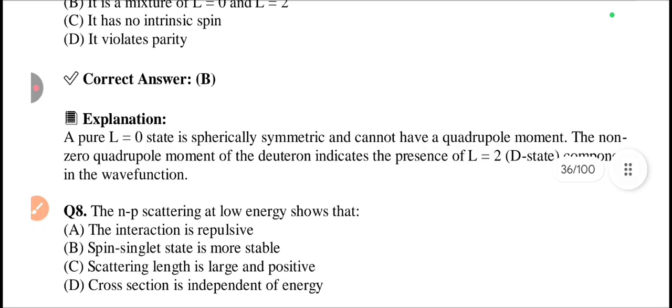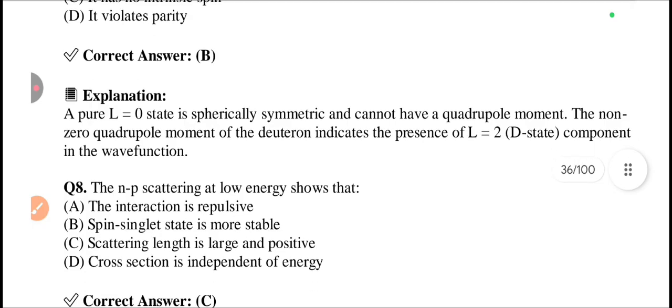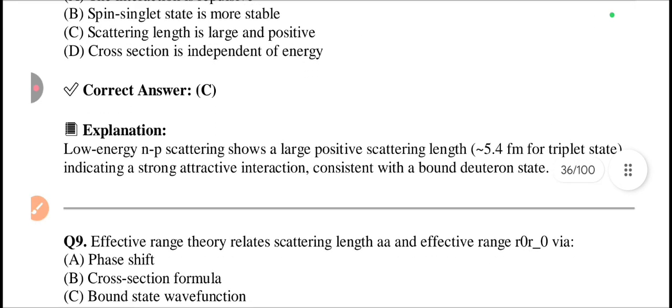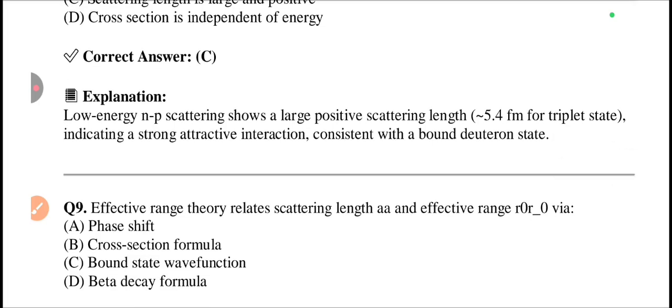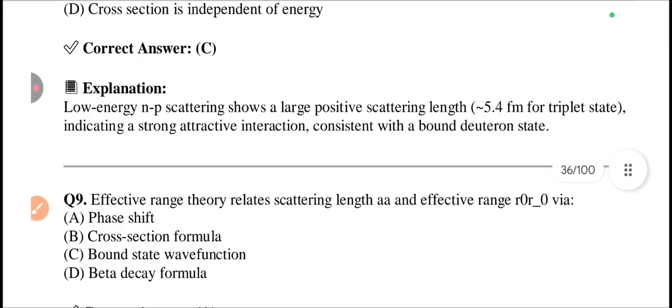The neutron-proton scattering at low energy shows scattering length is large and positive. Neutron-proton scattering at low energy means scattering length is large and positive. Effective range theory relates scattering length A and effective range R to phase shift.